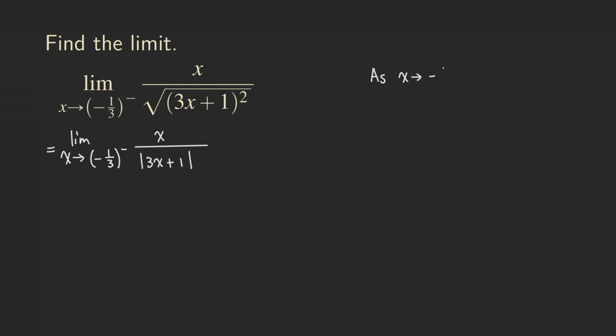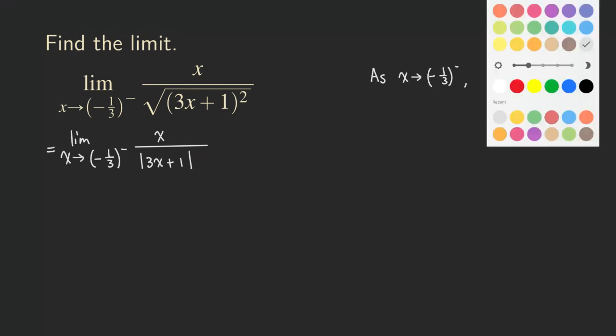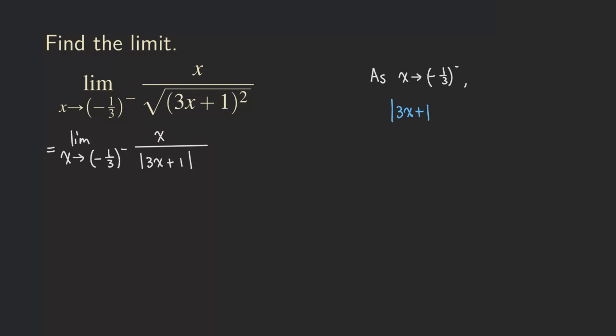So as x is approaching negative 1/3 from the left side, what about the 3x plus 1? Let's look at the 3x plus 1 right here. It's going to be the absolute value of 3 times something plus 1, and that something is going to be negative 1/3, from the left side, right? And so just keep going down. 3 times negative 1/3, you can see that's going to be approaching negative 1 from the left side, plus 1. And so we know that if we have negative 1 here and positive 1, when we add them together, we are going to get 0. So this quantity inside the absolute value is going to be approaching 0.